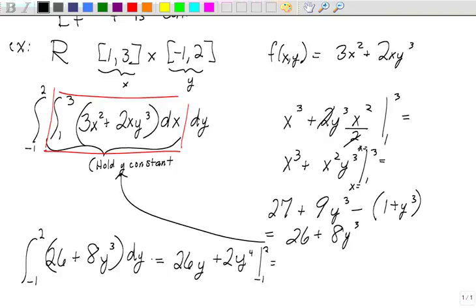Again, since I'm integrating with respect to y, these are y values, so I'm plugging those in for y. And I get 52 plus 32, minus negative 26 plus 2. And when I add all that up, I get 108.